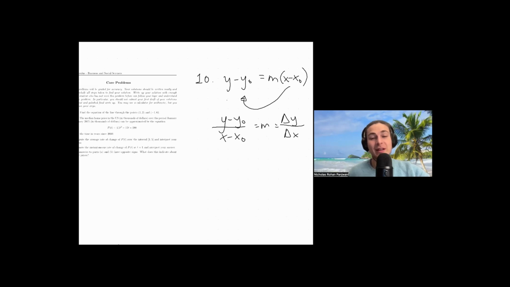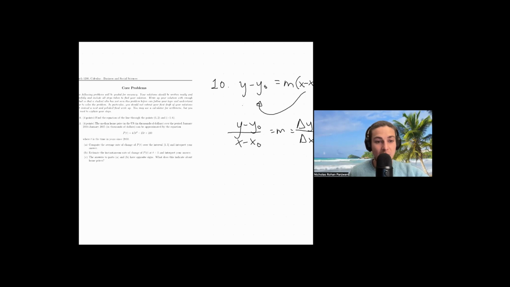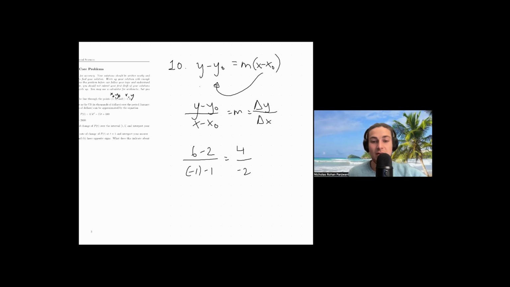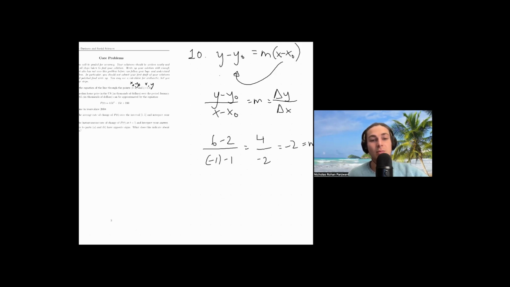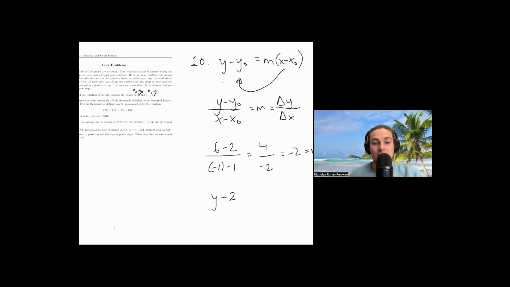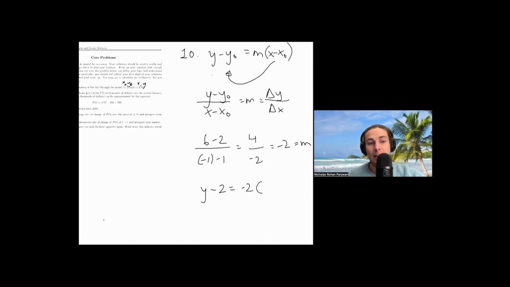So that's what we're going to do. We're going to calculate m by this. We're going to choose this as our x comma y, and then this is x0 comma y0. And you could do it the other way. Actually, let's do it the other way. x0 comma y0, and then this is x comma y. So we have 6 minus 2 over -1 minus 1, which is equal to 4 over -2, which is equal to -2, which is equal to m. Now we're going to plug back in. Our x0 comma y0 is still going to be 1 and 2. So we have y minus 2 equals -2 times x minus 1.